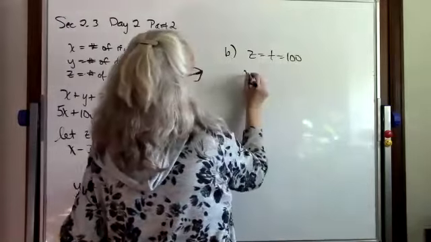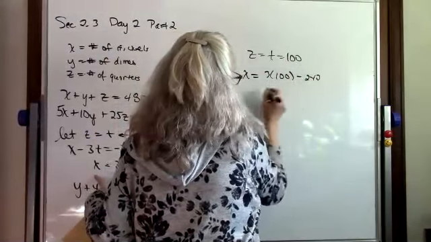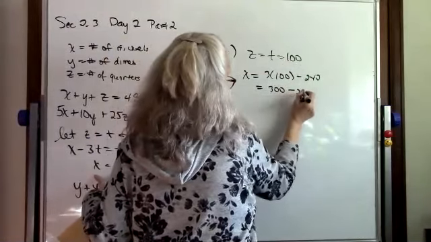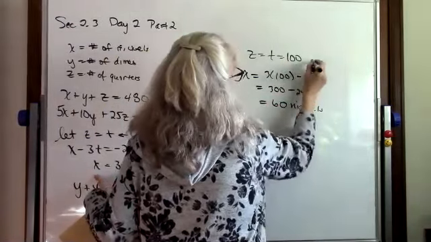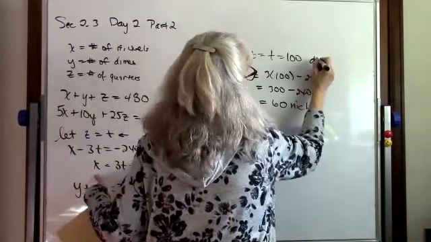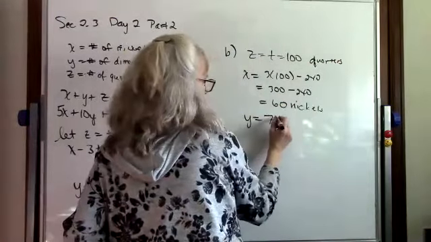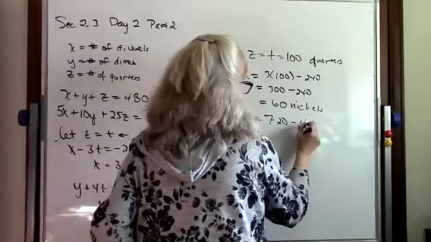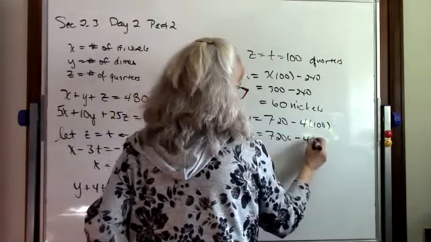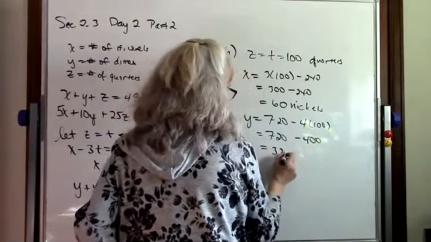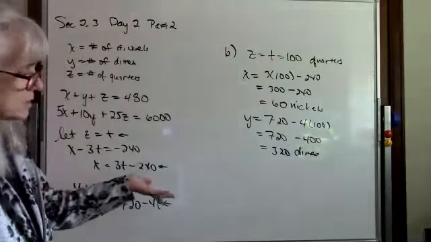So then X, the number of nickels, is going to be 3 times 100 minus 240. So that's 300 minus 240, which is 60 nickels. Again, that was 100 quarters. And then Y, which is down here, is 720 minus 4 times 100. So that's 720 minus 400, which comes out to be 320, and these are the dimes. So with a specific solution, you've got a specific answer.